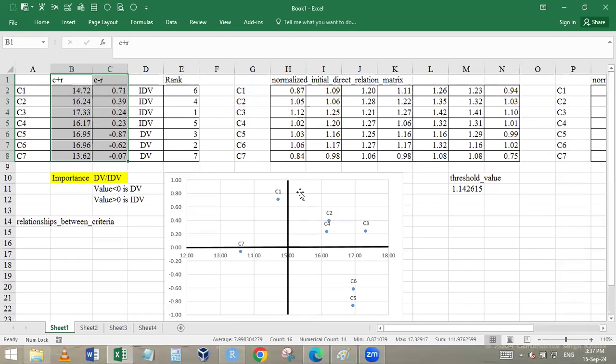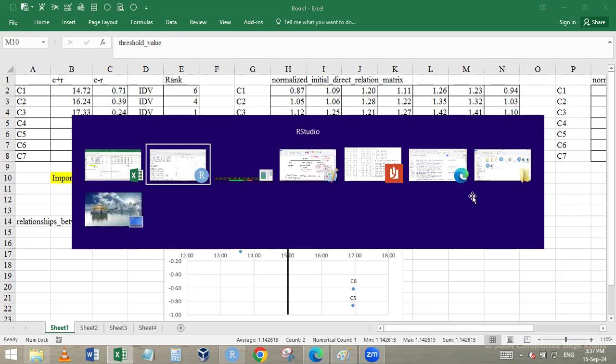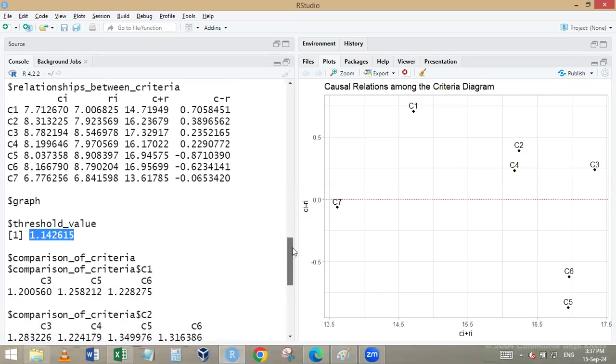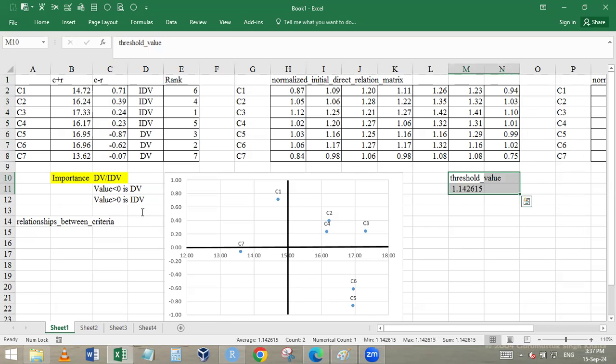Now we will make some sort of arrows. How to make the arrow? Here the second table will come: normalized initial direct relation matrix. How to read this table? There is a value of threshold given. Where is it given? Just below this, just below the normalized direct matrix, there is a threshold value. Any value more than this means effect is there. So when you ask whether C1 has an effect on C2, C3, if more than threshold, then there is an effect, else no effect.